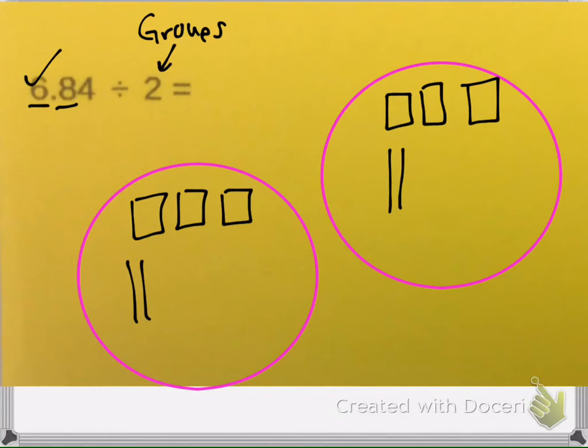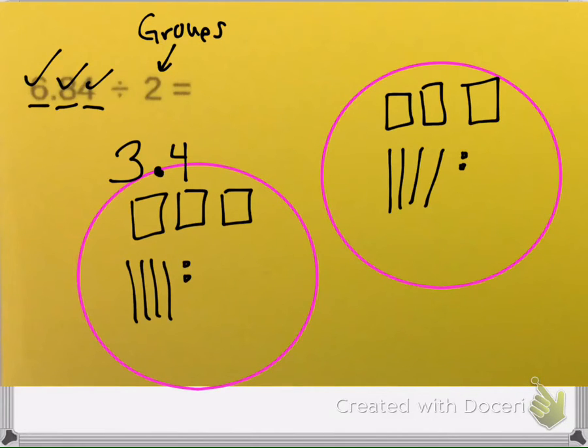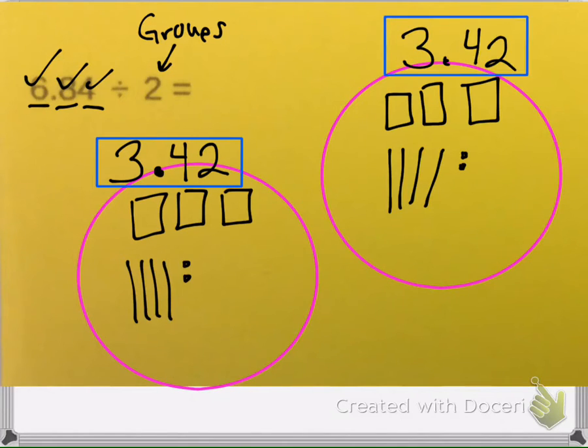So that means that each group is going to end up with 4 tenths. And I'm done with the tenths. And now the hundredths. I have 4 hundredths. So each group will end up with 2 hundredths. So my final answer is going to be 3 wholes and 4 in the tenths place and a 2 in the hundredths place. And you can see that in both groups. So my answer is 3 and 42 hundredths. Told you that one was easy because you just have 2 groups.